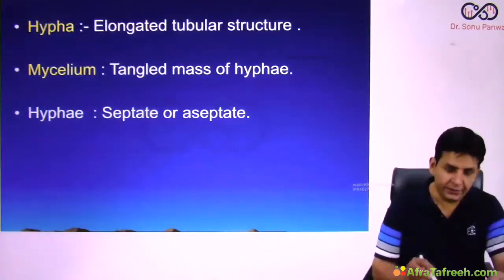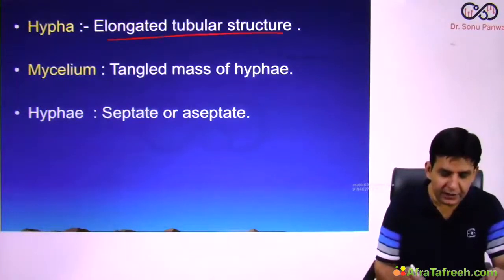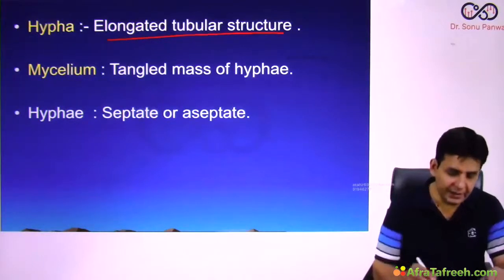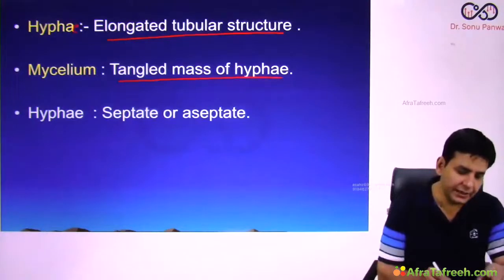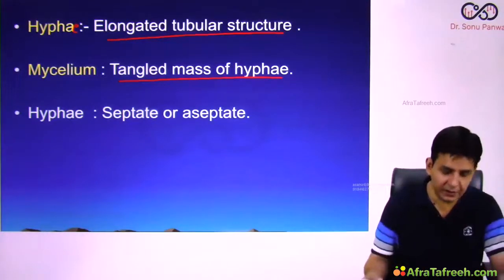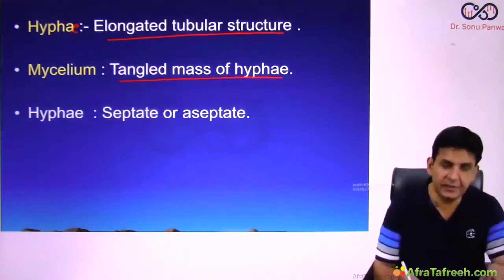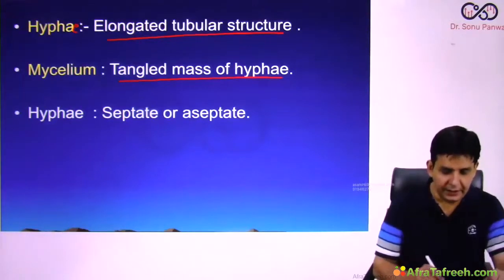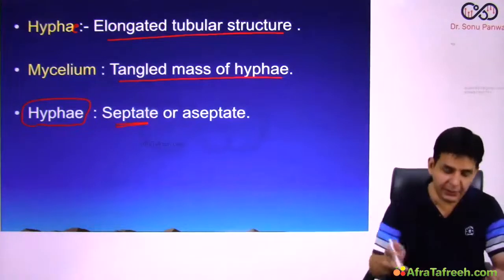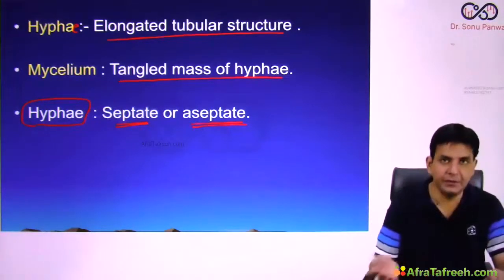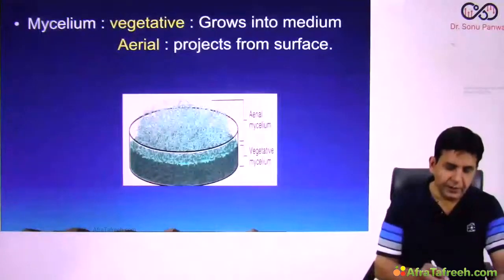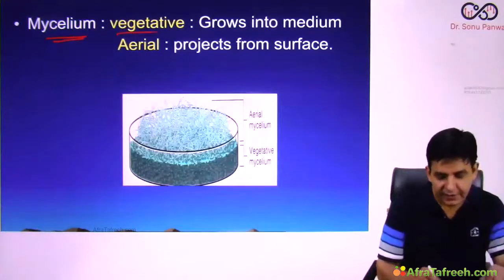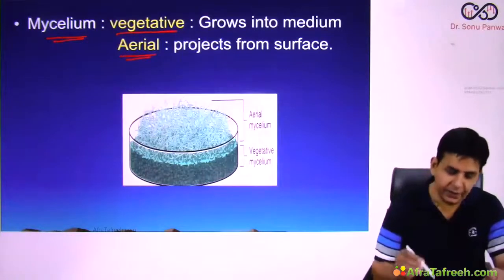Hypha, or hyphae, is an elongated tubular structure. Mycelium is a tangled mass of hyphae. So hyphae is the elongated tubular structure, mycelium is a tangled mass of hyphae. And you need to remember the hyphae can be septate, with septations, or aseptate, without any septa.